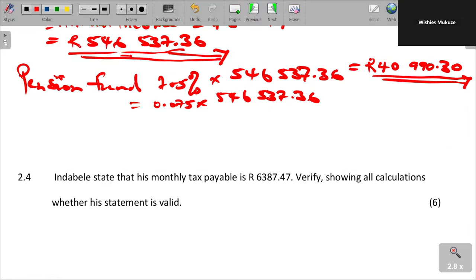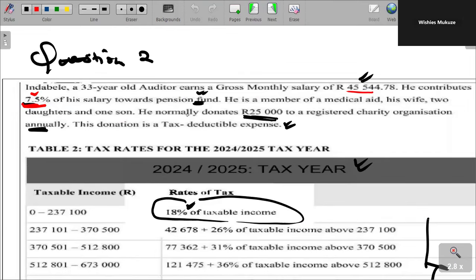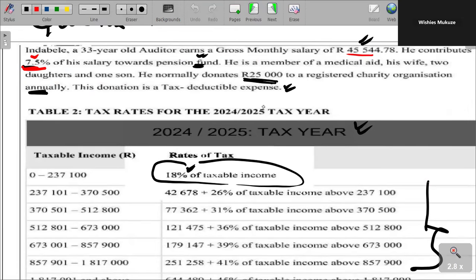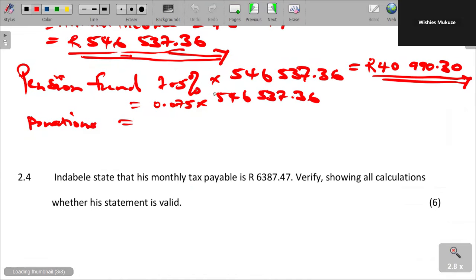Donations. We need to calculate donations also. We are given that he normally donates 25,000 to a registered organization annually. So in terms of donations, it is just 25,000, which is given there.